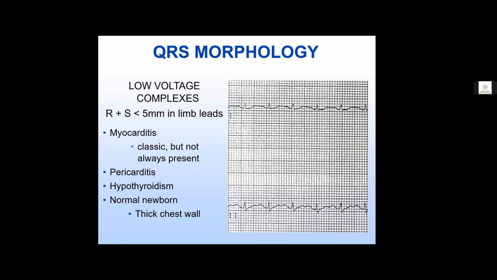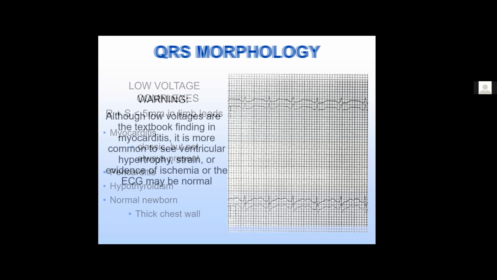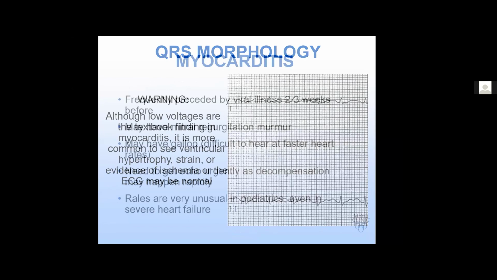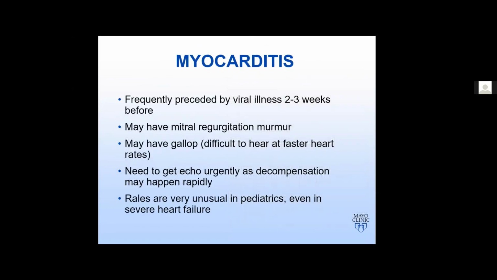You can also see these small voltages in pericarditis, hypothyroidism, or in tiny, particularly premature infants who don't have that much myocardial mass, okay? But just be careful, because although low voltages are the textbook finding in myocarditis, it's much more common to see ventricular hypertrophy. So if you're concerned about the heart, the best way is to refer to your cardiologist or get an echocardiogram. So just to briefly talk about this, because it's an important thing to be aware of.